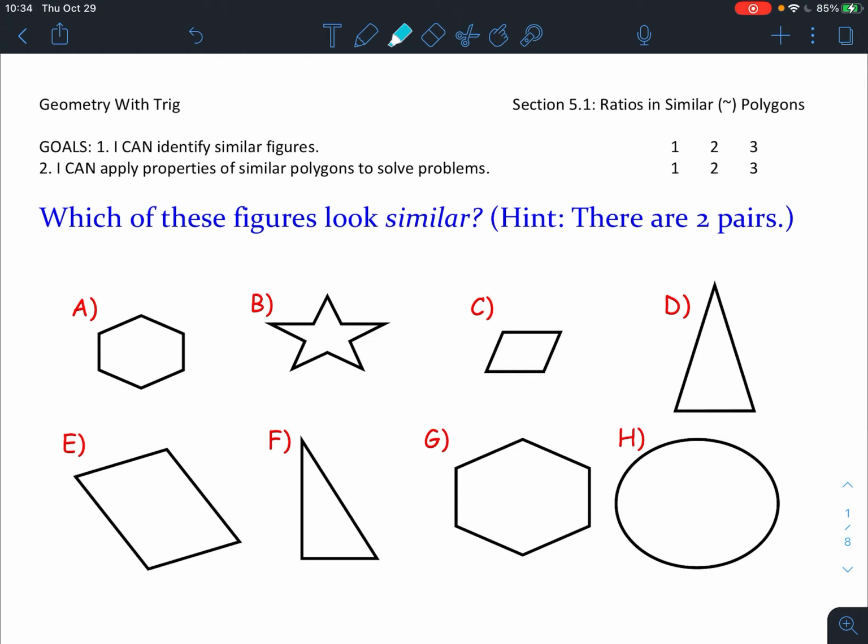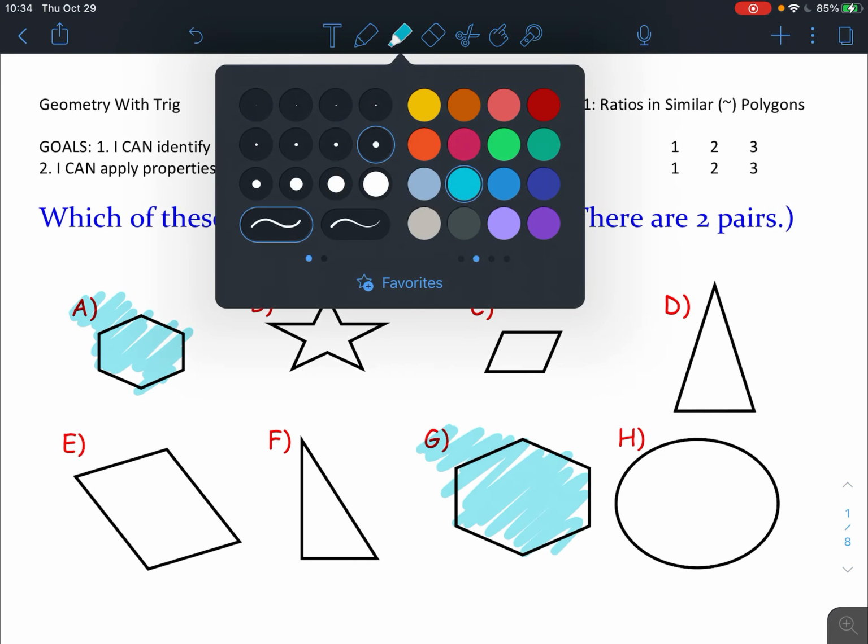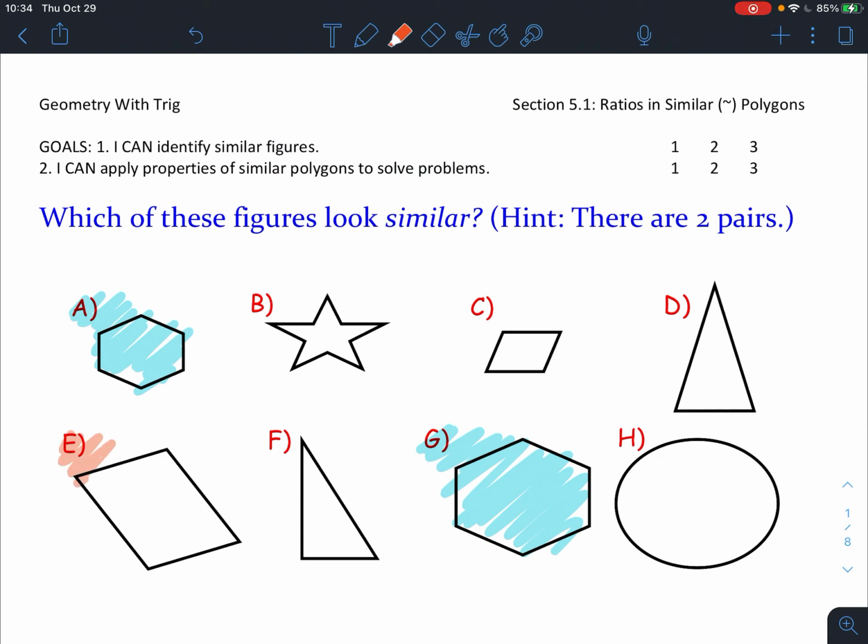There are 2 pairs of similar figures here. One of them is the 2 hexagons, A and G. And the other one is the 2 parallelograms, E and C.